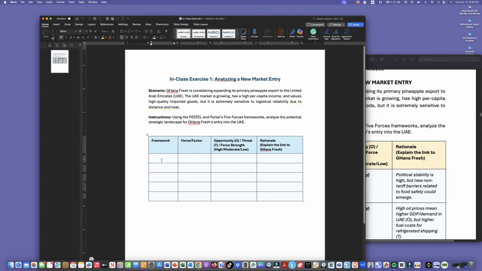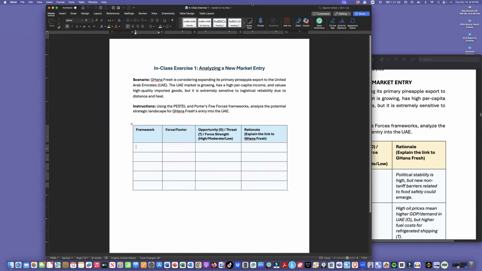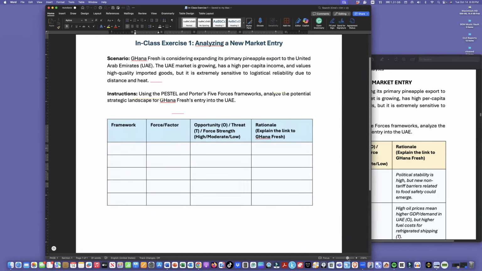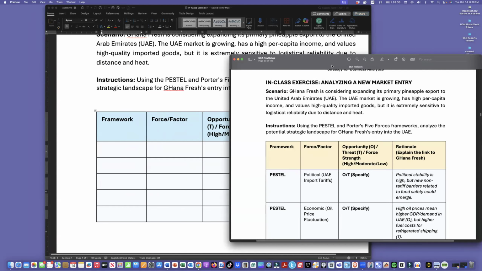So you choose the framework, PESTEL, then you put in the force that you think can influence it, the name of the force, like environmental. Then is it an opportunity or a threat? And is the effect of the force going to be high, moderate, or low? Then you explain it. So let's look at an example here.